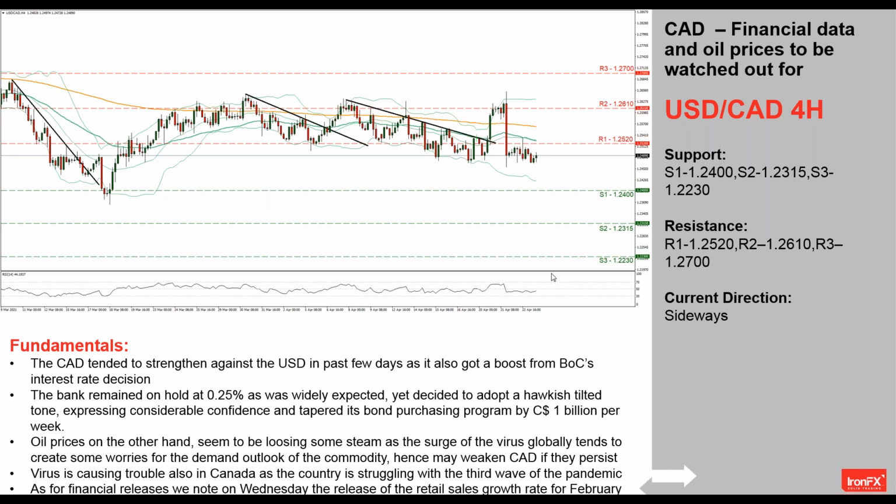Now, the decision was a result of the improved economic outlook, as the Canadian economy rebounds maybe even quicker than expected. Oil prices, on the other hand, seem to be losing some steam, as the surge for the virus globally tends to create some worries for the demand outlook of the commodity. Yet the virus is causing trouble also in Canada, as the country is struggling with the third wave of the pandemic. As for financial releases, we note on Wednesday the release of the retail sales growth rate for February, as well as Canada's GDP rate for February on Friday.